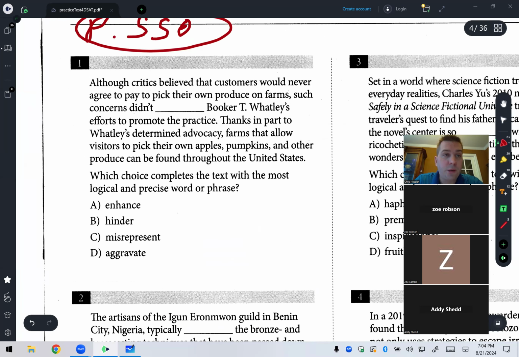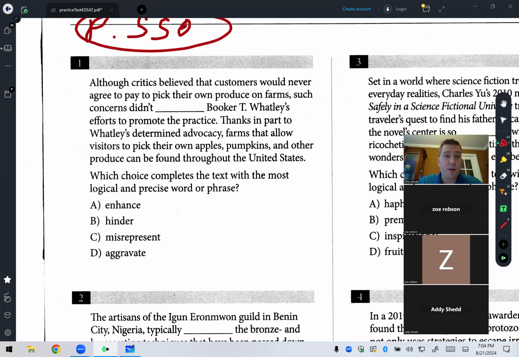All right, so they go easy to hard, so this one should be relatively easy. Although critics believe the customers would never agree to pay to pick their own produce on farms, such concerns didn't blank Booker T. Whatley's efforts to promote the practice. Thanks in part to Whatley's determined advocacy, farms that allow visitors to pick their own apples, pumpkins, and other produce can be found throughout the US.